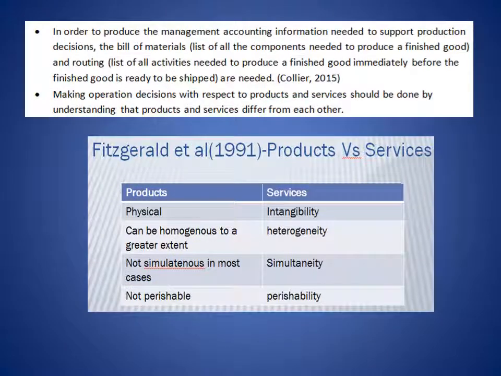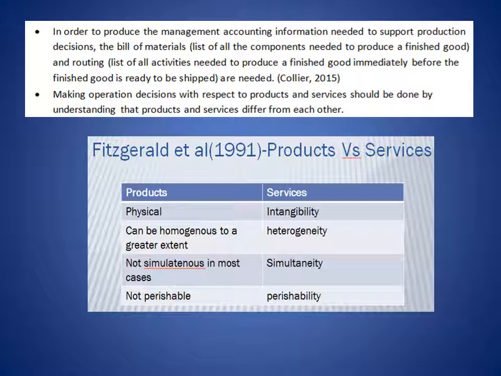In order to produce the management accounting information needed to support production decisions, the bill of materials, which is the list of all the components needed to produce a finished good, and the routine, which is the list of all activities needed to produce a finished good immediately before the finished good is ready to be shipped, are needed. And making operation decisions with respect to products and services should be done by understanding that products and services differ from each other. Considering Fisher et al.